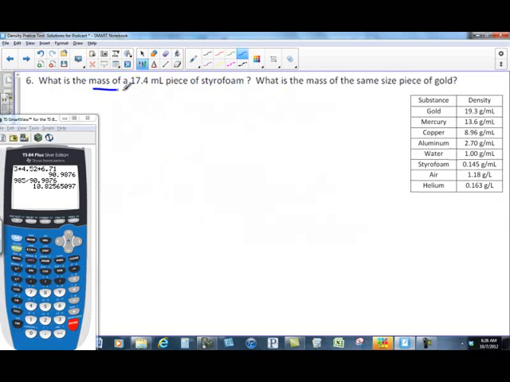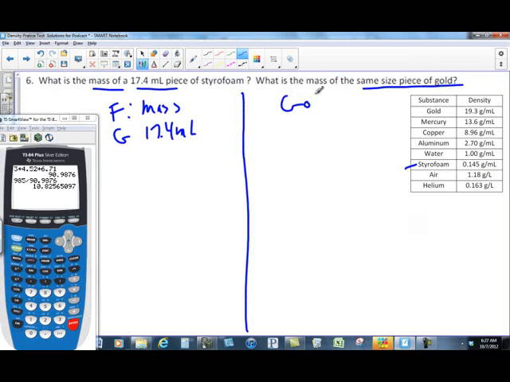Number 6 says, what is the mass of a 17.4 milliliter piece of styrofoam? Okay, so I'm trying to find mass. I am given 17.4 milliliters. Now I also know the styrofoam density. It says to do the same thing for a piece of gold. So let's break the screen. This side is going to be for gold, it's the same given for both, and this will be for styrofoam.